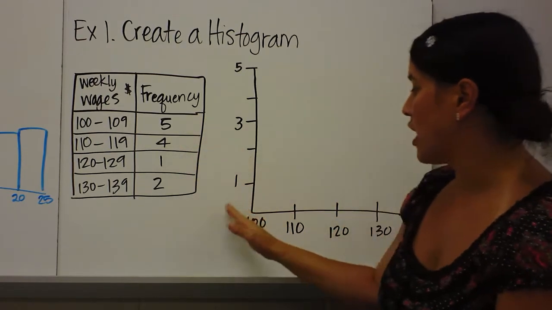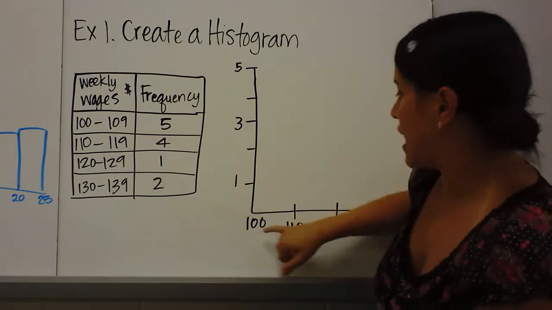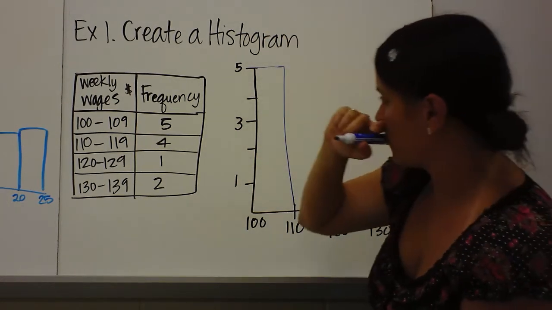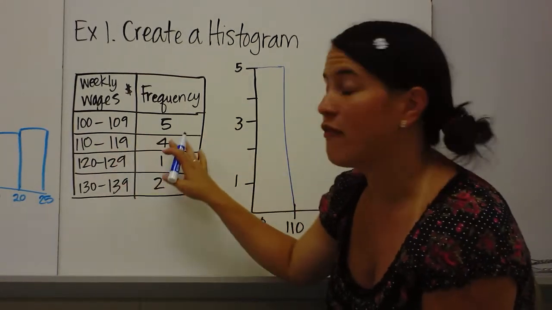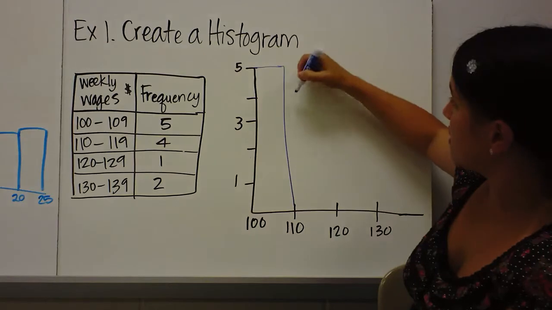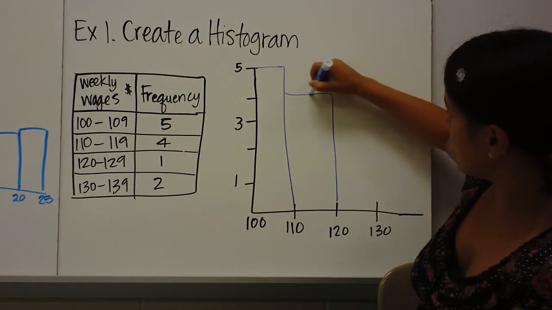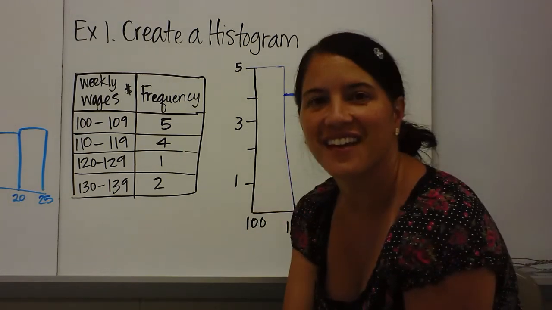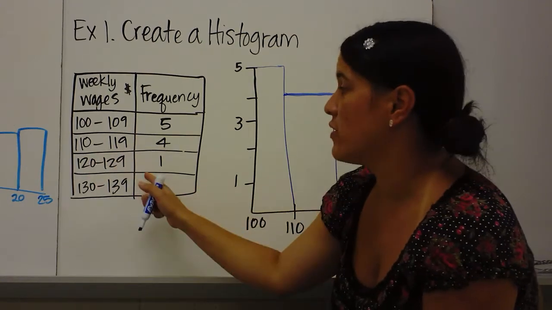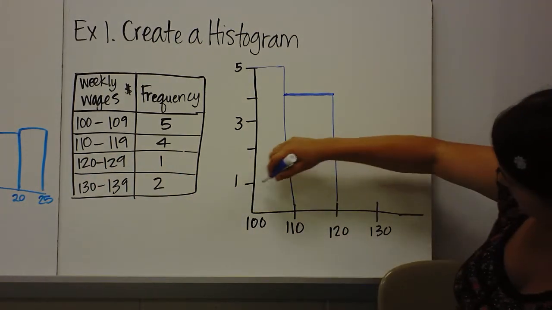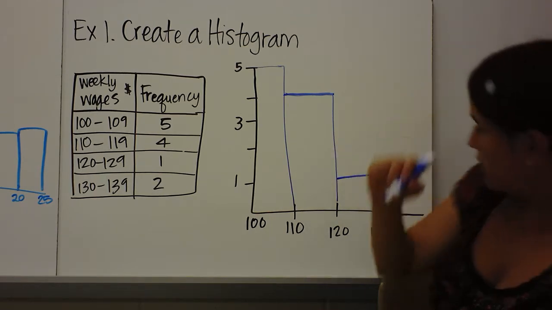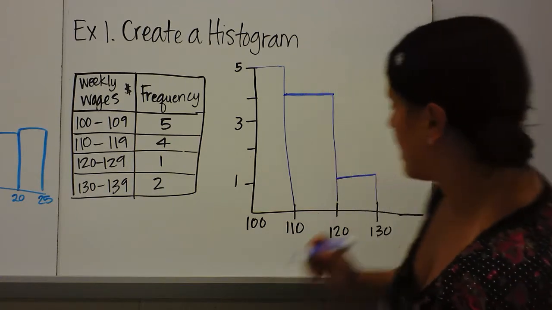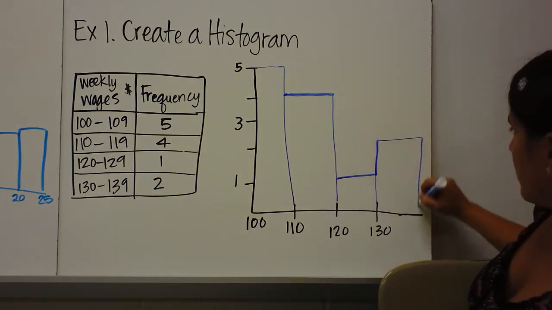So I have the frequency. From 100 to 109, which would be this bar, I have 5. So I would make my bar all the way right here. From 110 to 119, I have 4. The frequency is 4, so the next bar is connected, right next to it. Maybe yours looks a little better than mine. And then the next bar from 120 to 129 is only 1. And the very last bar would be only 2 people get paid, between 130 and 139. So it would be 2 people, and then it would look like that.